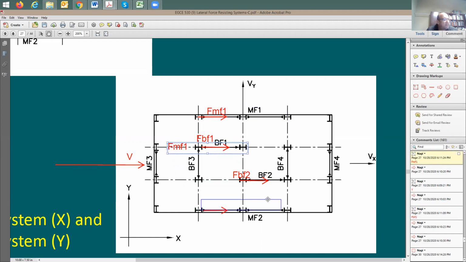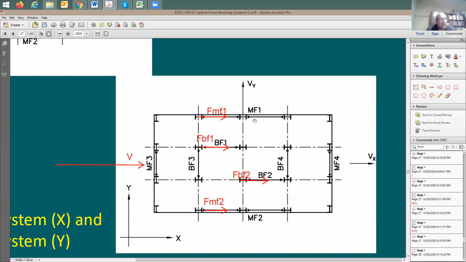Give it the last force here. You just add all of these forces, you're going to get V, which is 100%. Now, if you do the analysis, most likely this brace frame is going to be taking the same amount of force as brace frame number 2. These 2 forces are going to be the same.